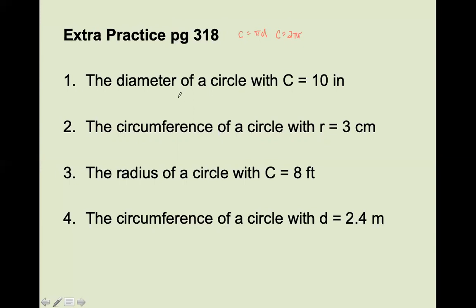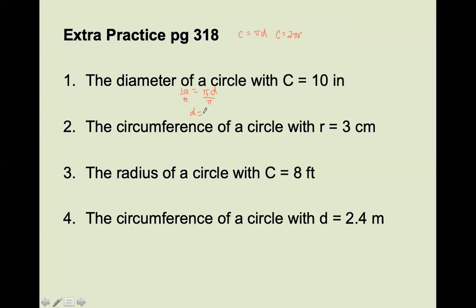So number 1, it says, find the diameter of a circle where the circumference, this big C, is equal to 10 inches. So I'm trying to find diameter, so I'm going to use the formula that contains diameter. I know the circumference is equal to 10, so I'm going to write 10 is equal to pi times the diameter. Remember, circumference equals pi times diameter. Then I'm solving for the diameter, so I'm going to divide both sides by pi. And I'm going to get that the diameter is equal to, and you can do that calculation.